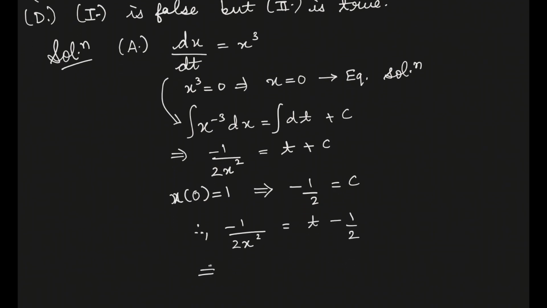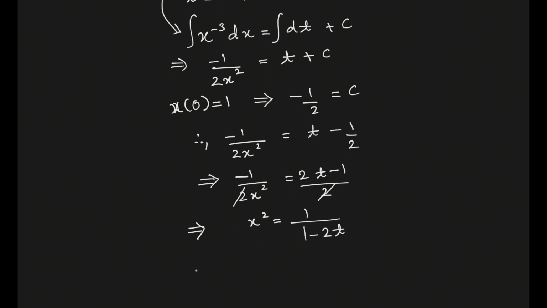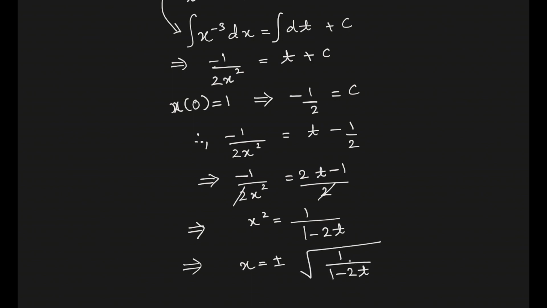I can simplify it further. It can become 1 minus 1 upon 2x squared equal to 2t minus 1 by 2. The 2 will get cancelled out and it will become x squared equal to 1 upon 1 minus 2t. So this is x equal to plus minus the square root of 1 upon 1 minus 2t.